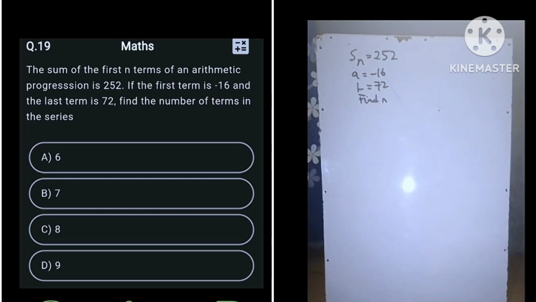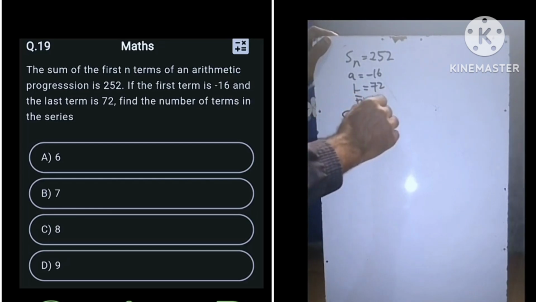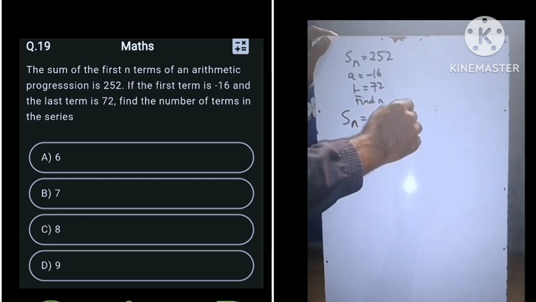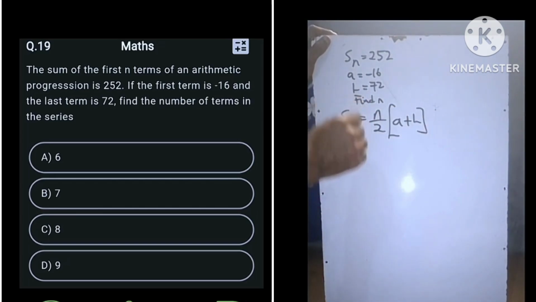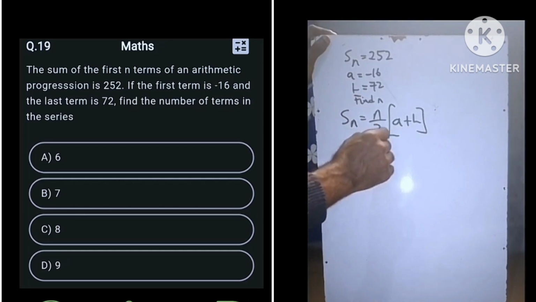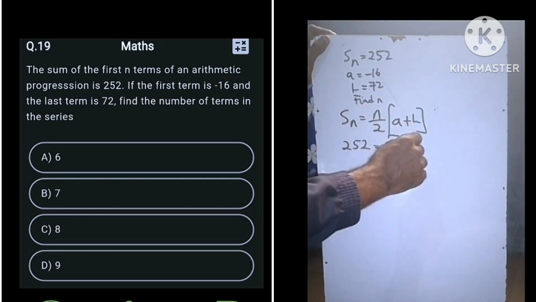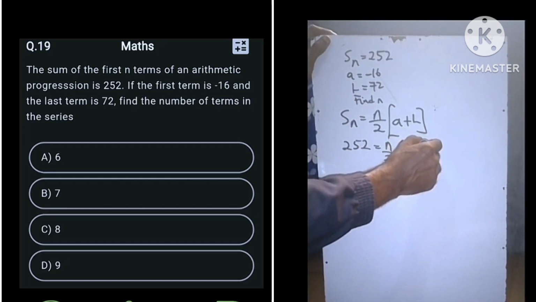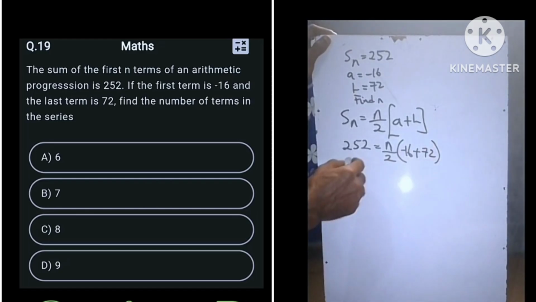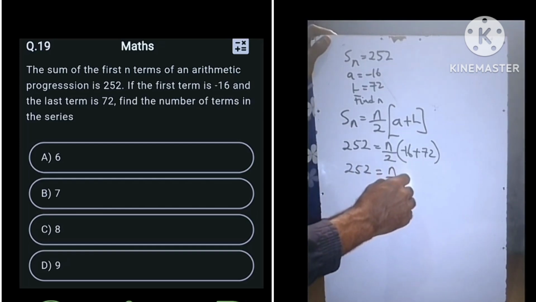So all we are going to do is this. Anytime you are asked to find the number of times, you are given the sum. All you are going to do, you will just say Sn is equals to n over 2 brackets first term plus last term. So this is the formula we are going to use. Since they gave us the sum as 252 is equals to, we don't know the number of times, n, over 2. And our A is minus 16 plus our L is 72. So at this point, we have 252 is equals to n over 2.